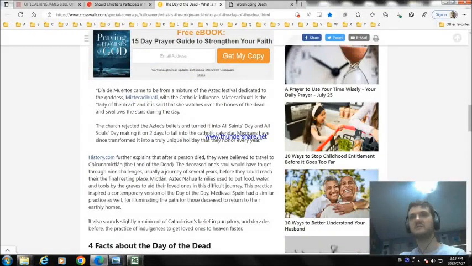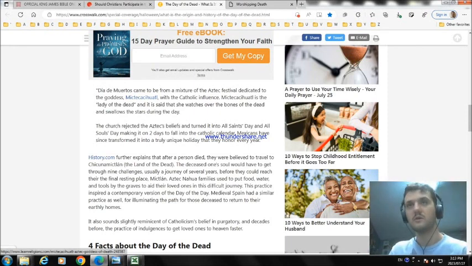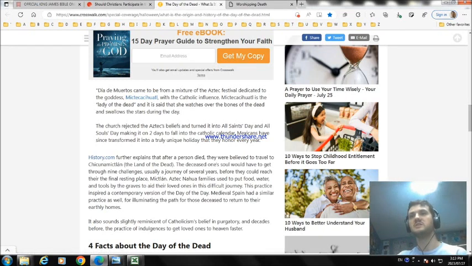Dia de Muertos came from a mixture of the Aztec festival dedicated to the goddess, I'm probably going to mispronounce this, Mictecacihuatl, with Catholic influence. Mictecacihuatl is the Lady of the Dead, and it is said that she watches over the bones of the dead and swallows the stars during the day.